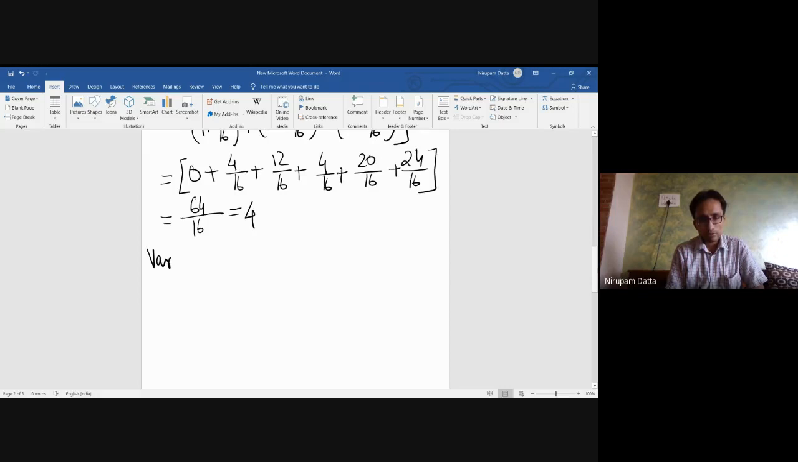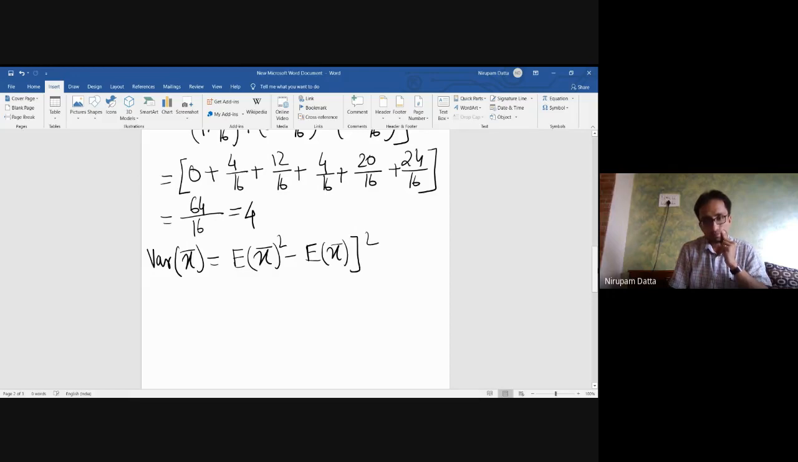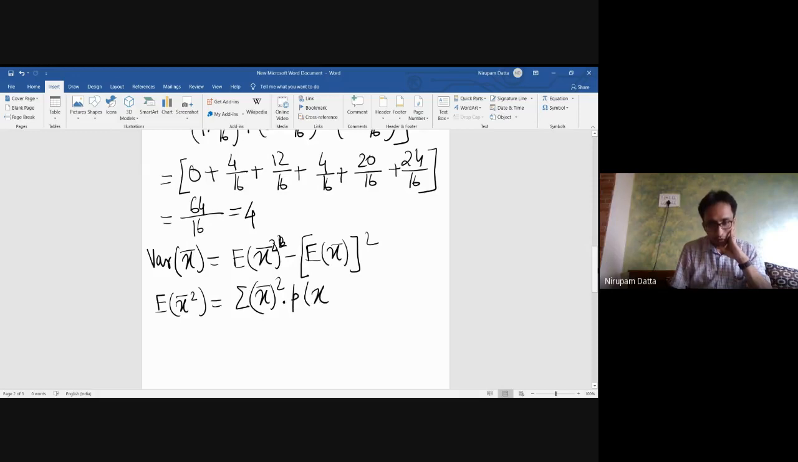Now we have to calculate the variance of the sample mean. So what is the variance of the sample mean? To calculate it, we require this expression, that is E x bar square minus E x bar whole square. So first we have to calculate E x bar square. That means you have to calculate x bar square into the corresponding probability, the relative frequencies P of x bar. Fine.